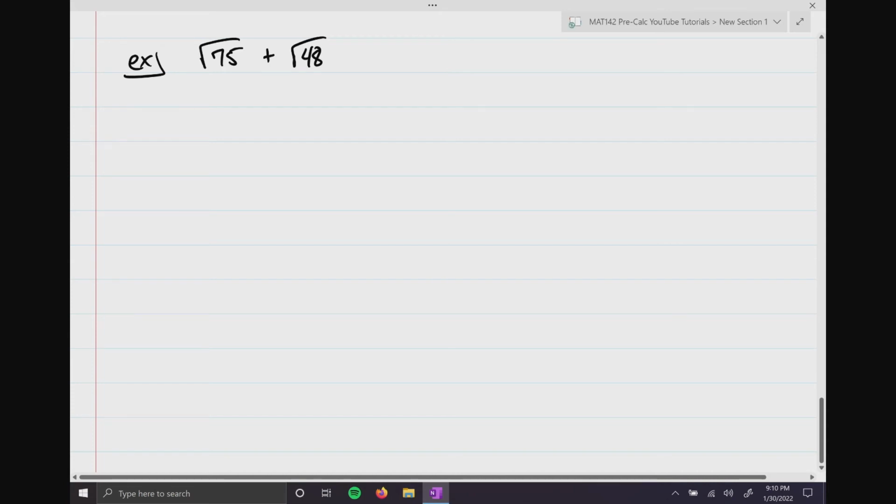For example, 75 is really just 3 times 25. Now, if you notice, 25 is one of those numbers on my table. So what I'm going to do is rewrite 75 as 25 times 3, plus, now the 48.